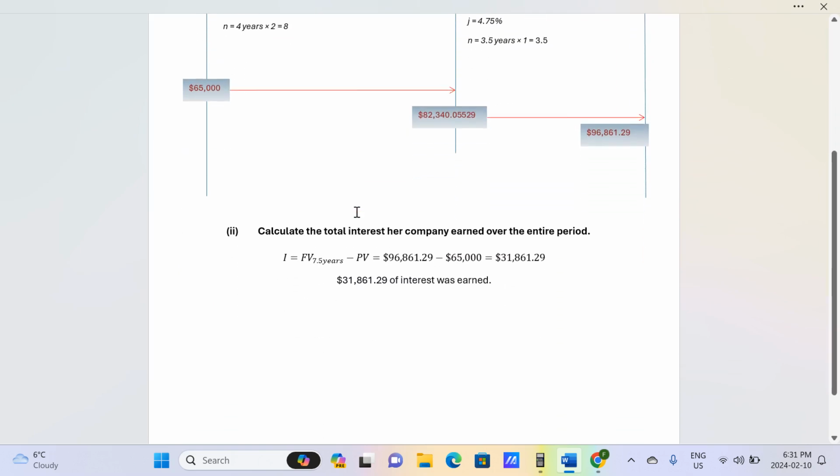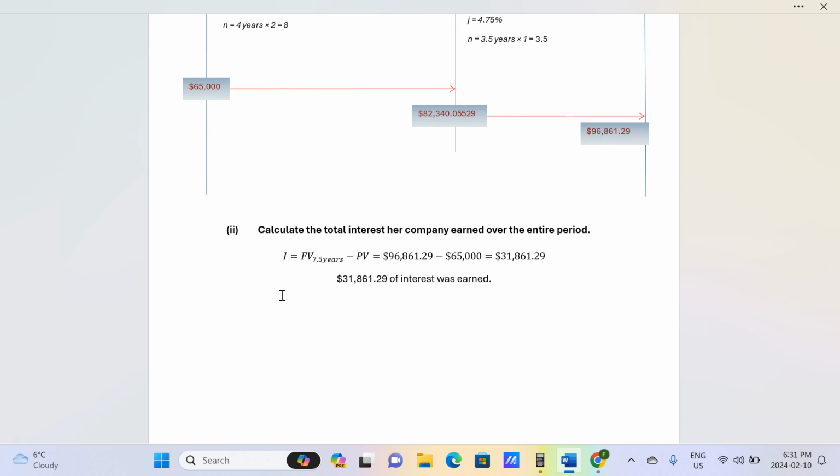Now we have another part in the question. Look at the second part of the question. The question says calculate the total interest the company earned over the entire period. To find the total interest the company earned, I need to subtract the present value, which is $65,000, from the future value at the end of 7.5 years. So we get $31,861.29 as interest earned.